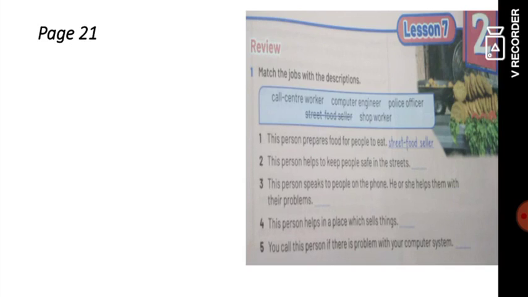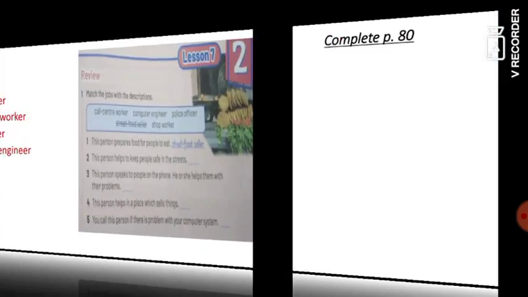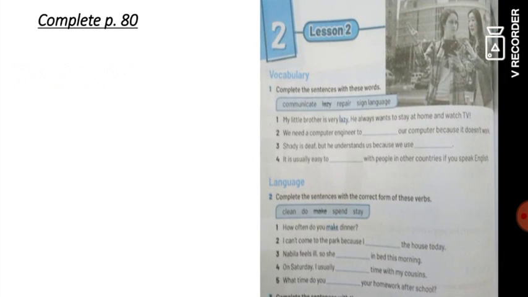Page 21. Match the jobs with the descriptions. This person prepares food for people to eat. Yes, street food seller. Number two, this person helps to keep people safe in the street. Yes, police officer. This person speaks to people on the phone and helps them with their problem. Yes, call center worker. Number four, this person helps in a place which sells things. Shop worker. Number five, you call this person if there is a problem with your computer system. Computer engineer. Okay.